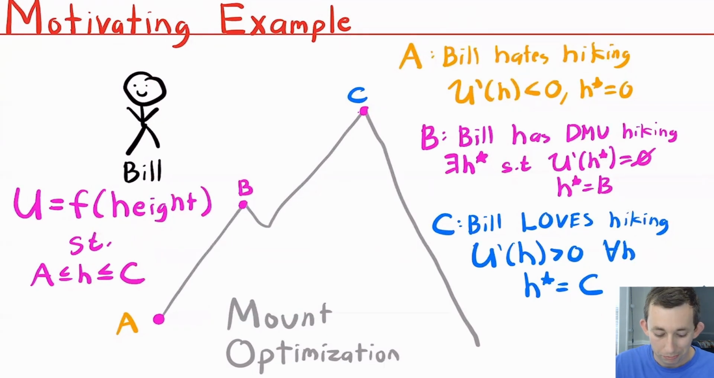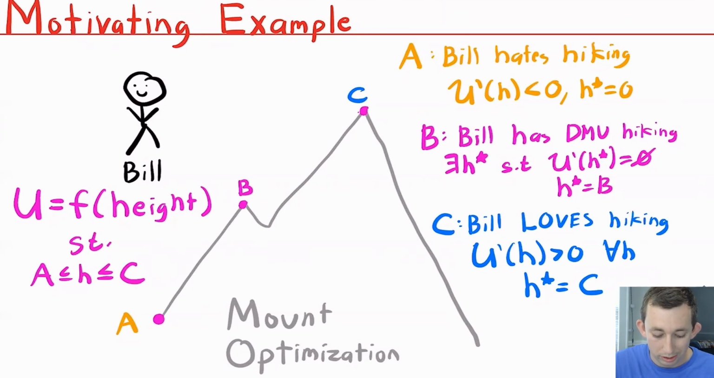So let's keep going. As you might imagine, we can say that Bill has a utility function, and we're going to say that utility function is just some function of how high Bill climbs. The constraint on Bill's optimization problem is that he must choose a point between A and C. He can choose A and he can choose C, or he can choose any point in between, but he can't choose a point that's lower than A or a point that's higher than C. Again, constrained climbing, constrained optimization.